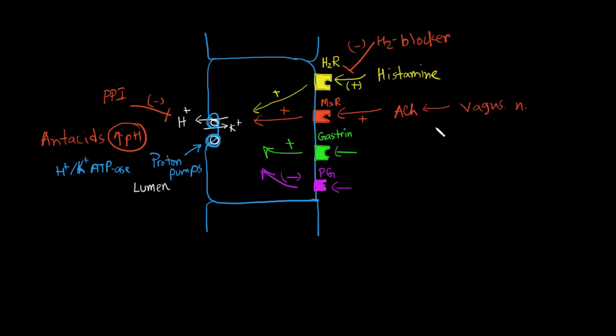And for muscarinic receptors, we have dicyclomine, which can inhibit this muscarinic receptor. And for the prostaglandin receptor, we have misoprostol. Misoprostol, when it binds to this prostaglandin receptor, stimulates it, which ultimately inhibits the release of hydrochloric acid.